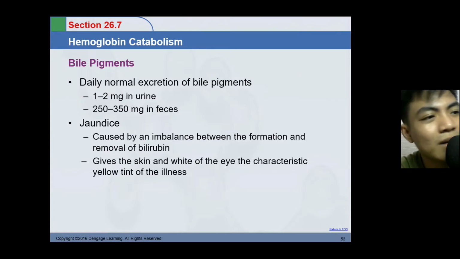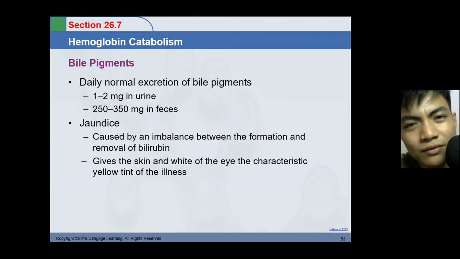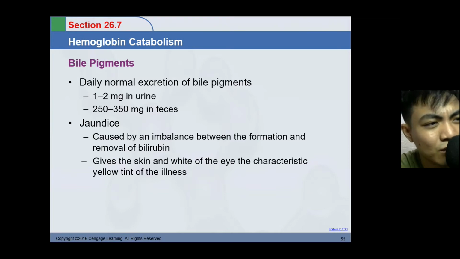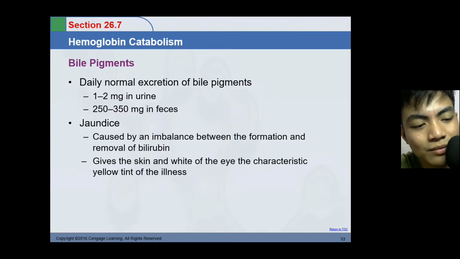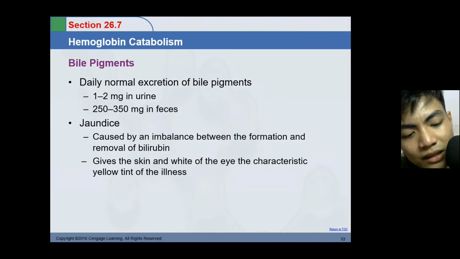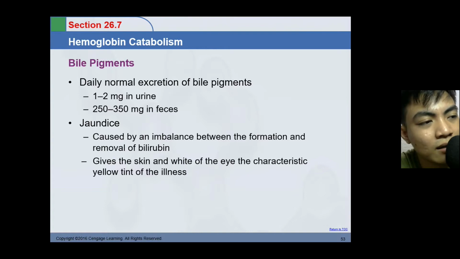So normally, the body excretes around 1 to 2 milligrams of bile in the urine and 250 to 350 milligrams of it in the feces. No? So it's normal sometimes, if you have a pet cat, no? When they have a problem with bile, sometimes their feces are green, no? Even in humans, there are such cases, but very rare, no? Sometimes there's green even though you didn't eat vegetables. So that's probably the bile excreted, no?